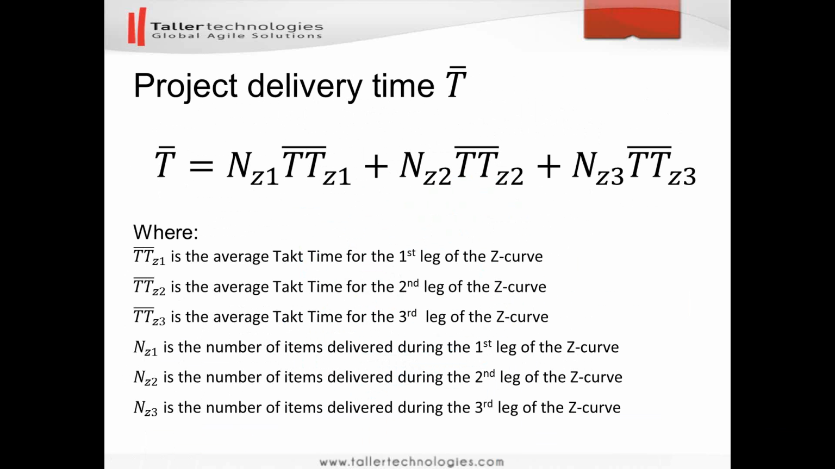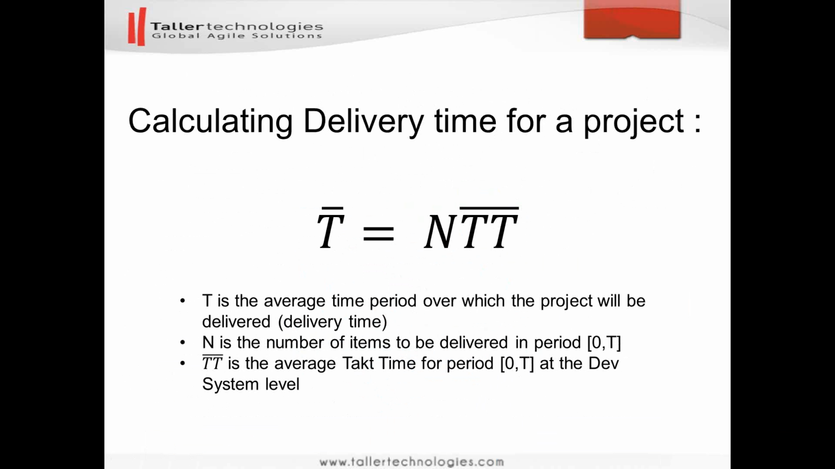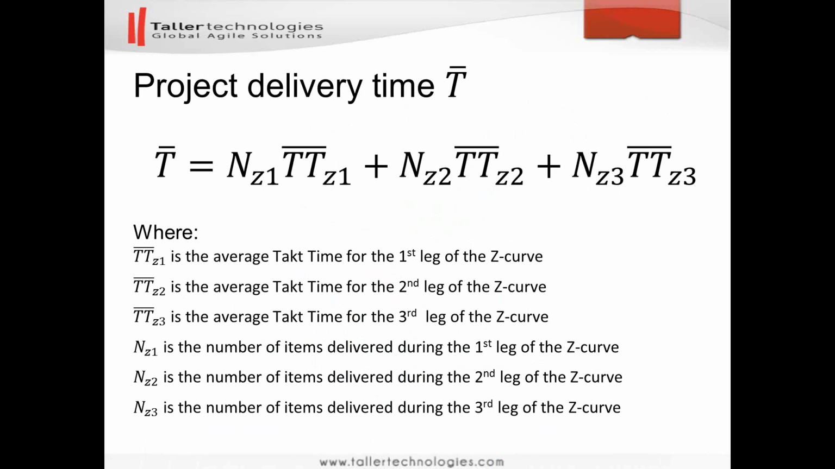Here comes the way we will be using this formula. So in order to find the delivery date for a particular project, the average delivery date for a project, we will be summing up the delivery time for each of the three legs of the Z curve. And here you can see the delivery time represented by using the previous formula, this one, for each of the legs of the Z curve. And the sum of all three will provide us with the average delivery time for the whole project.